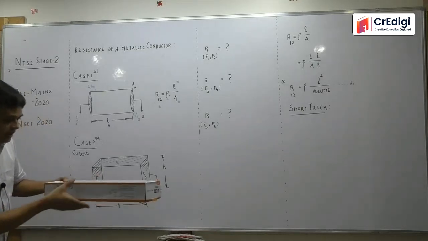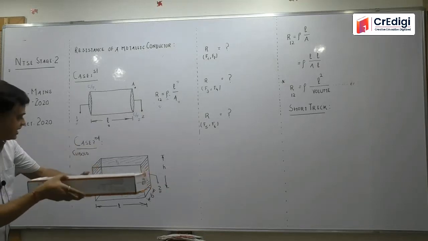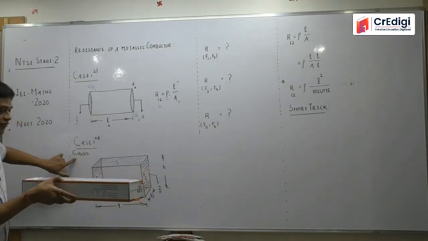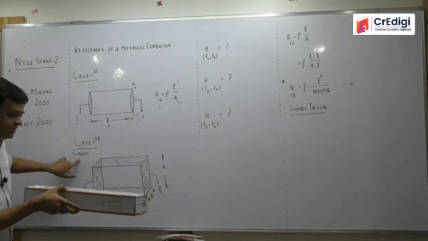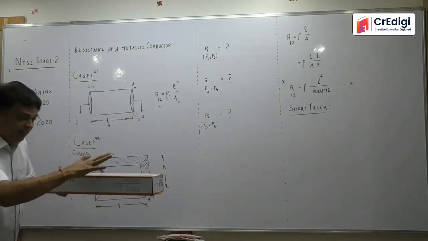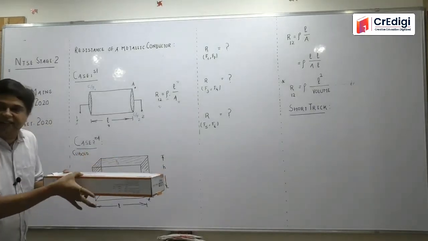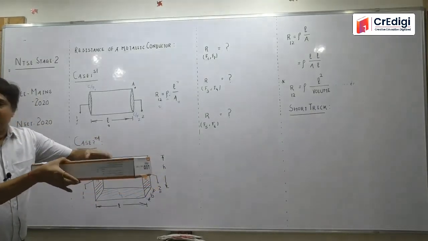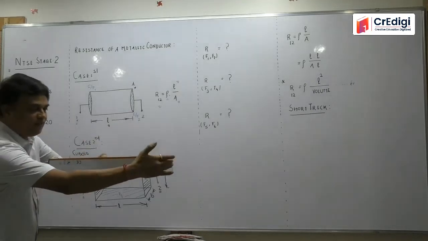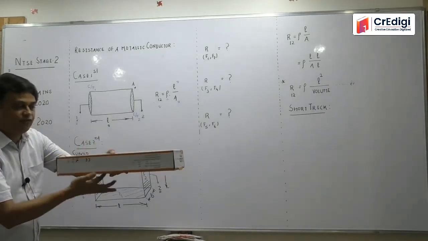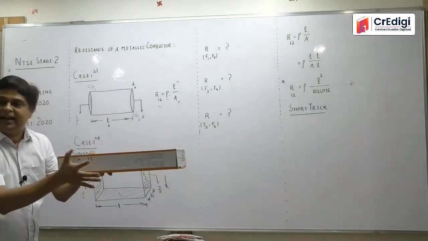Now I am interested to find the resistance of this metallic conductor, which is in the form of a cuboid, between face F3 and F4, between top and bottom. So the first one is between left and right, F1, F2, then it is F3, F4, and one more case will be there between F5 and F6.